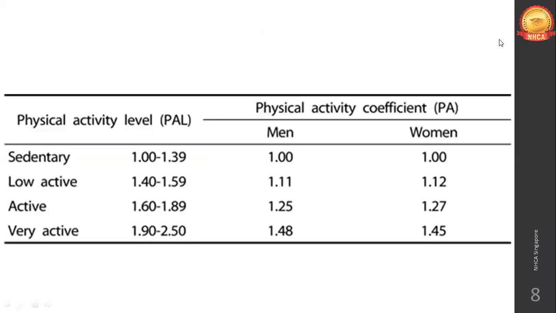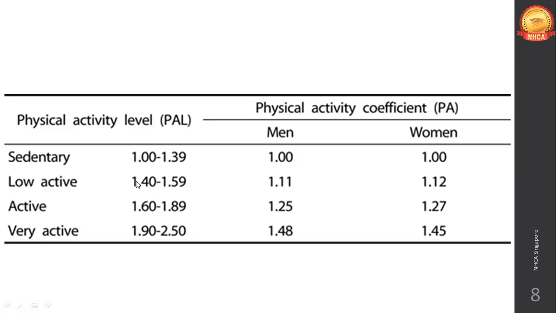Anyone whose physical activity level is between 1 and 1.39 comes under sedentary. When you do the calculations, you don't have to do it, because if you have an idea, you just have to use your common sense here. Just ask the client questions. How many hours do they spend on workout?